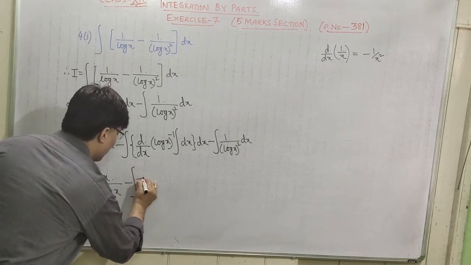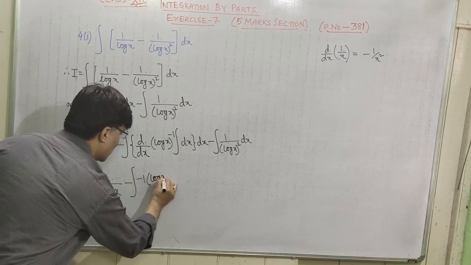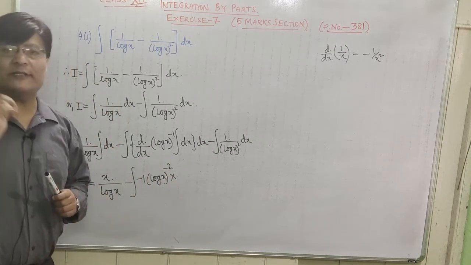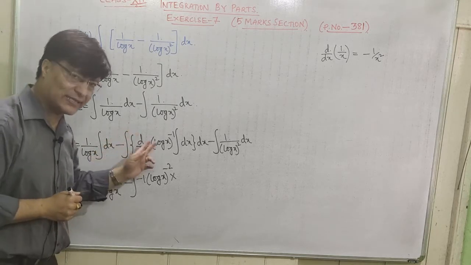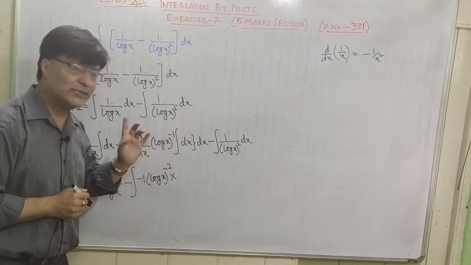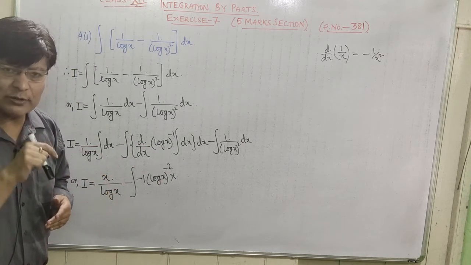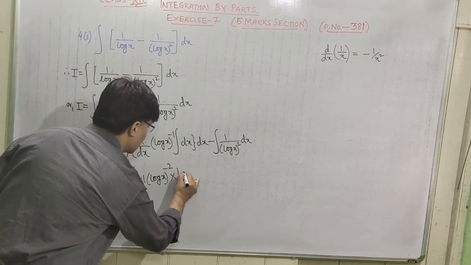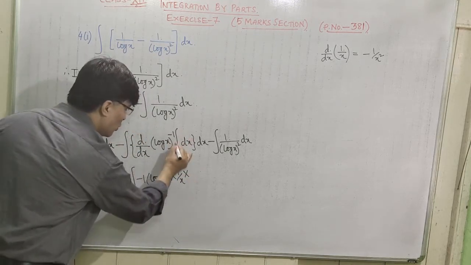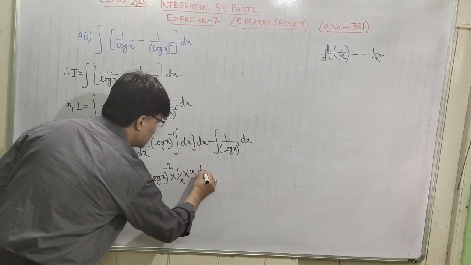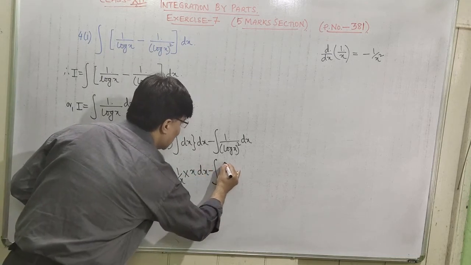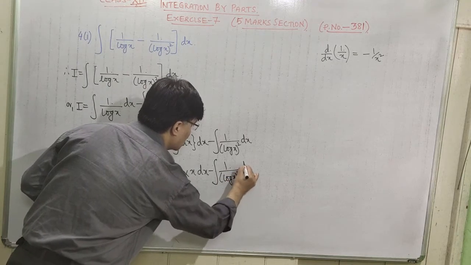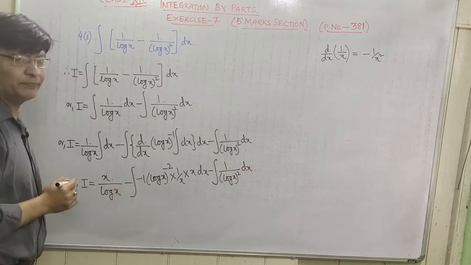But here it is minus 1 log x whole to the power minus 2 into, again you have to differentiate the term which is assumed as x. So in this case log x is assumed as x. So again you have to differentiate this function. So what is the differentiation of log x? 1 upon x into, what is integration of dx? x dx minus integration of 1 upon log x whole square dx.